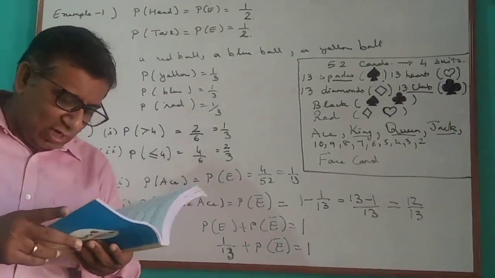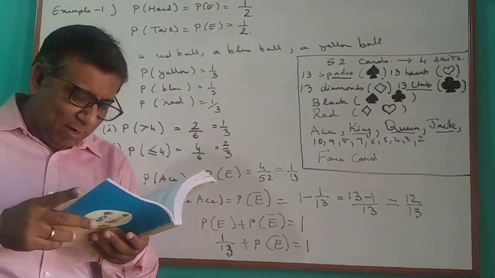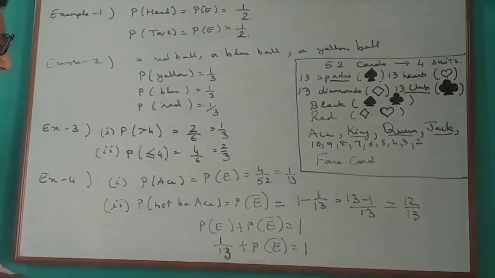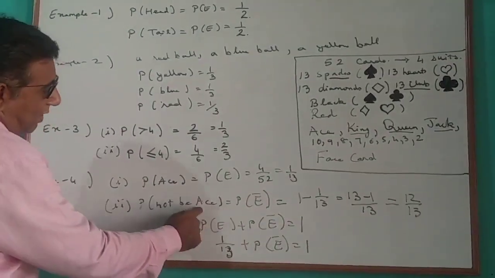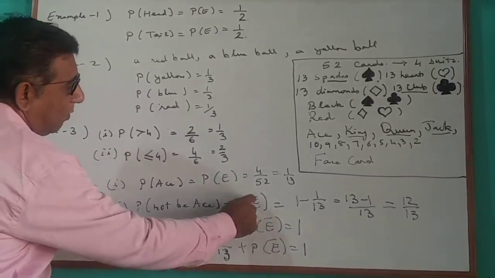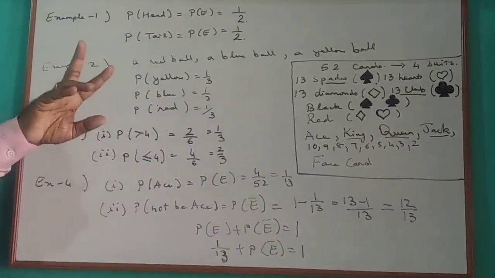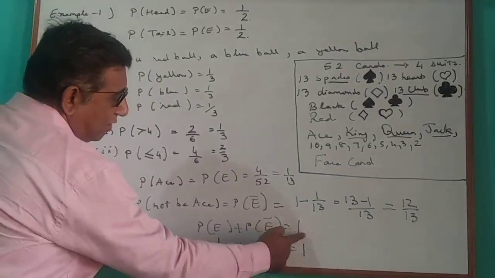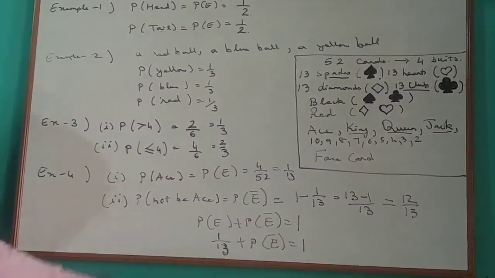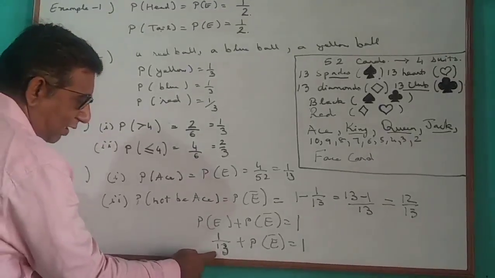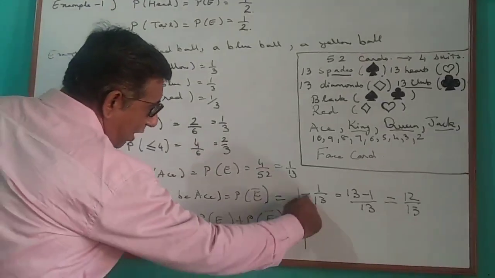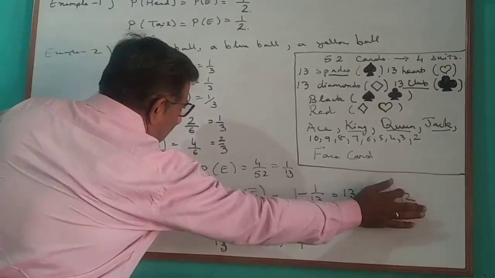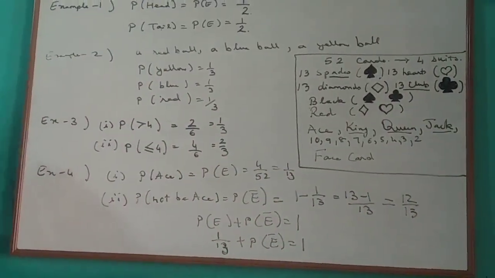Another question they have asked is to find the probability that it will not be an ace. Not being an ace means I am asking for the probability of E dash, that is, its complementary event. Probability of E plus probability of E dash is equal to 1. Probability of E is 1 by 13. So what will be E dash? 1 minus 1 by 13. So it will come to 12 by 13.